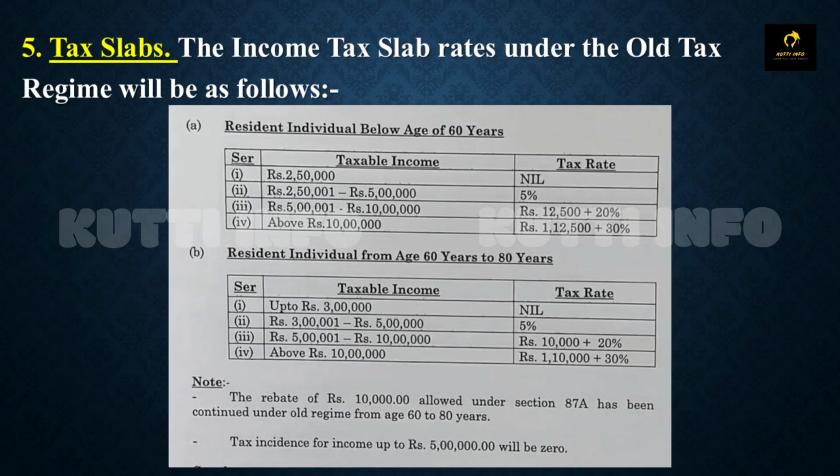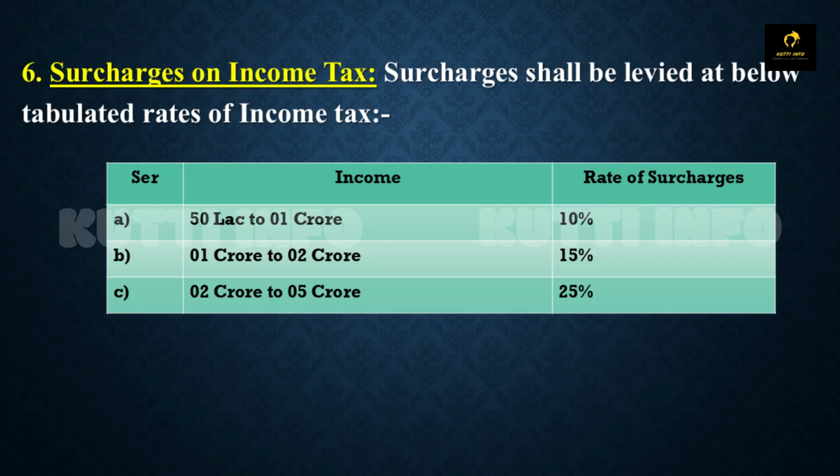Tax slabs. The income tax slab rates under the old tax regime will be as follows. Surcharges on income tax: surcharges shall be levied at the below tabulated rates of income tax.